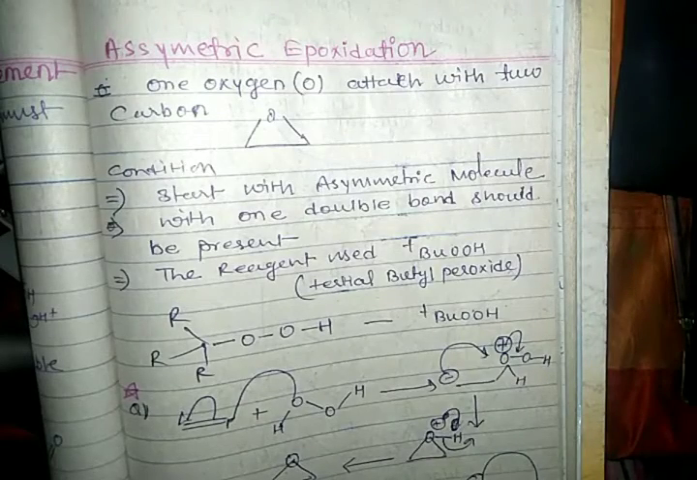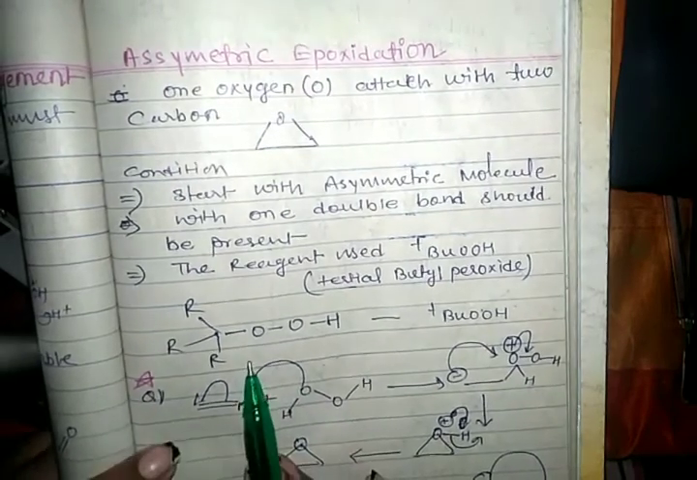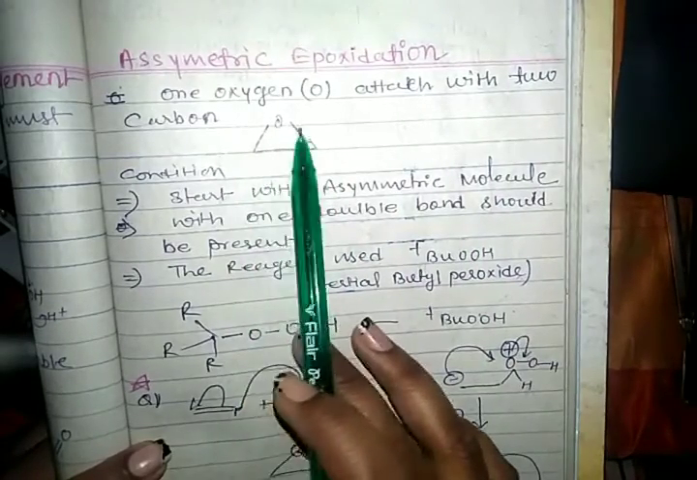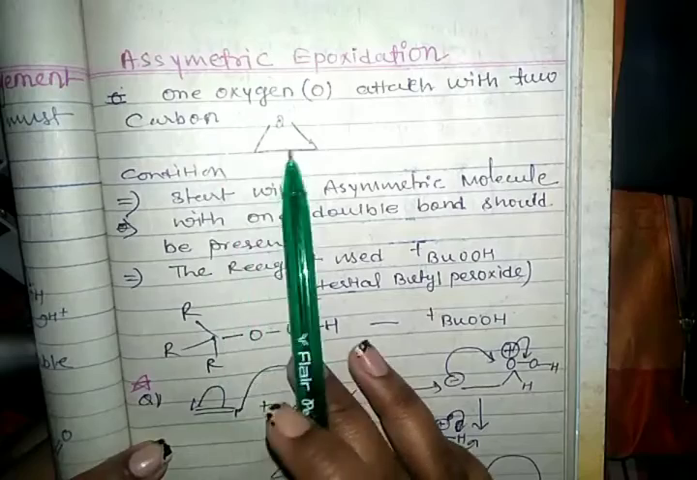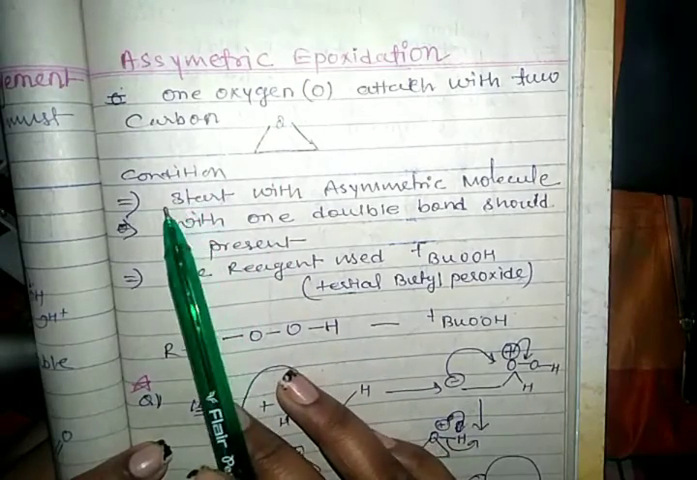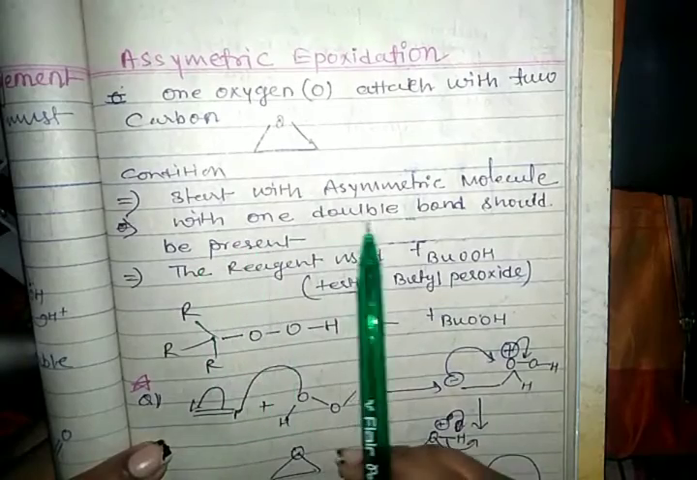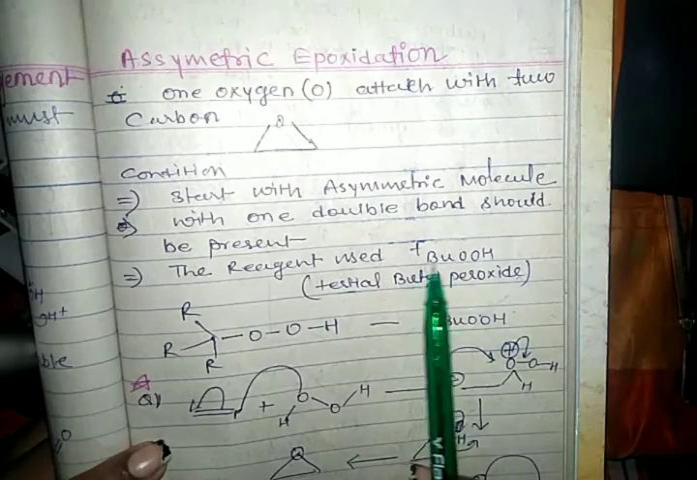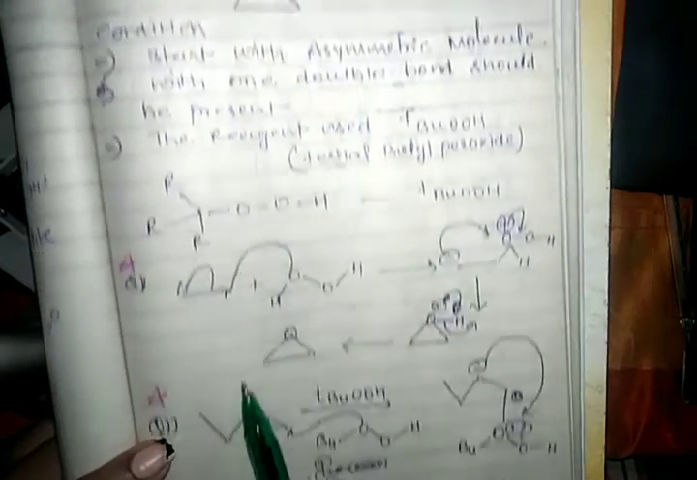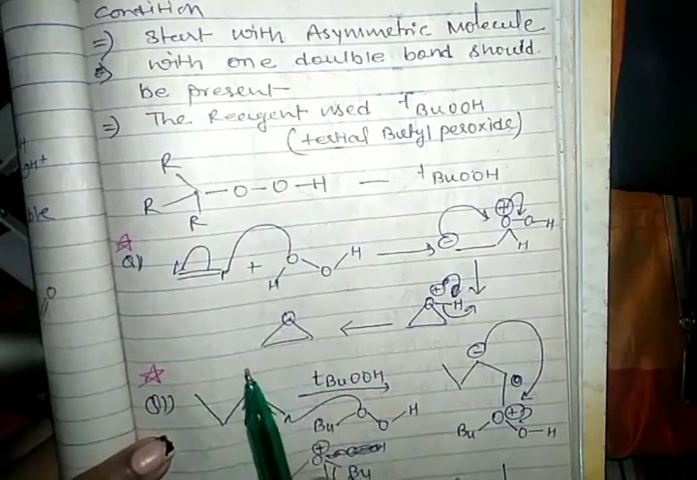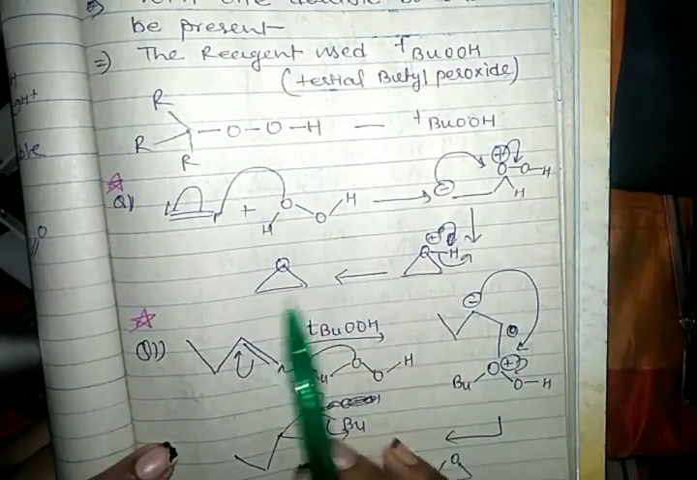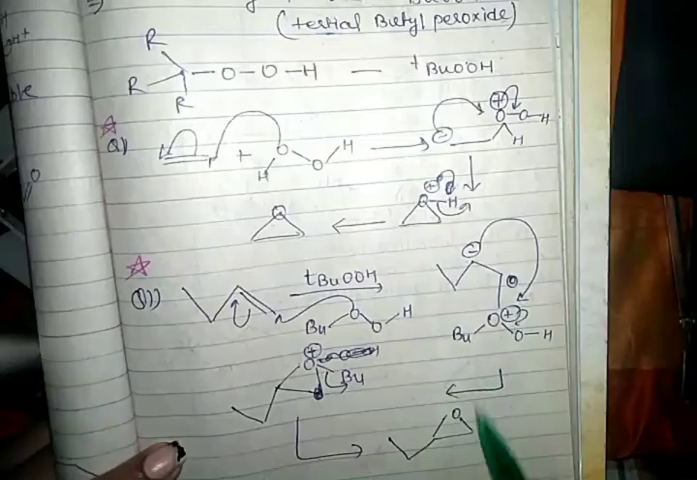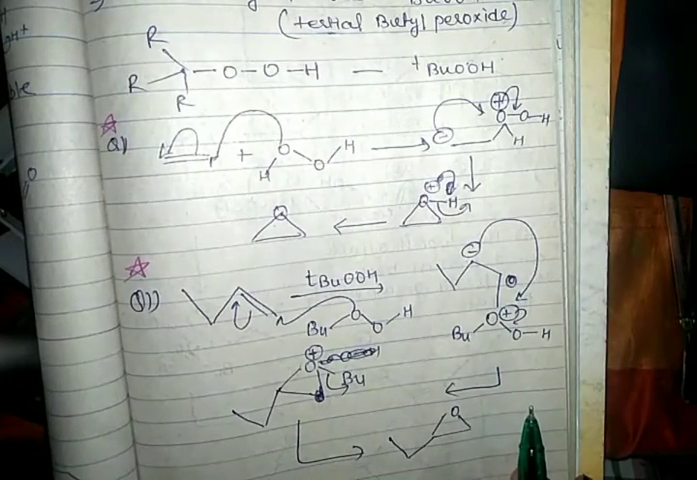Next we see another reaction, which is asymmetric epoxidation. In this epoxide forms, one oxygen attached with two carbons. This is called epoxide formation. Condition for epoxidation: first, start with an asymmetric molecule with one double bond present. Next, the reagent used is tert-butyl peroxide. This is the structure of tert-butyl peroxide, and this is the whole reaction of how epoxide forms. So this is the example of epoxidation.